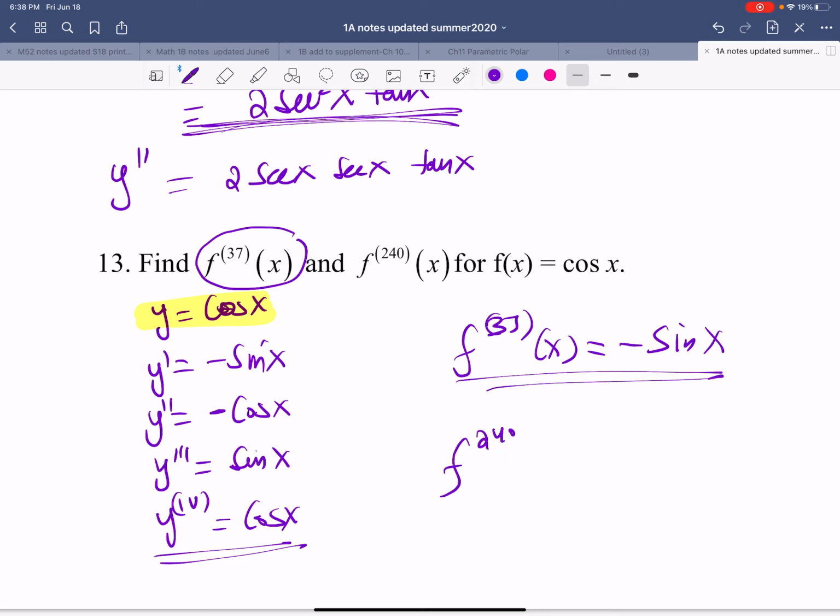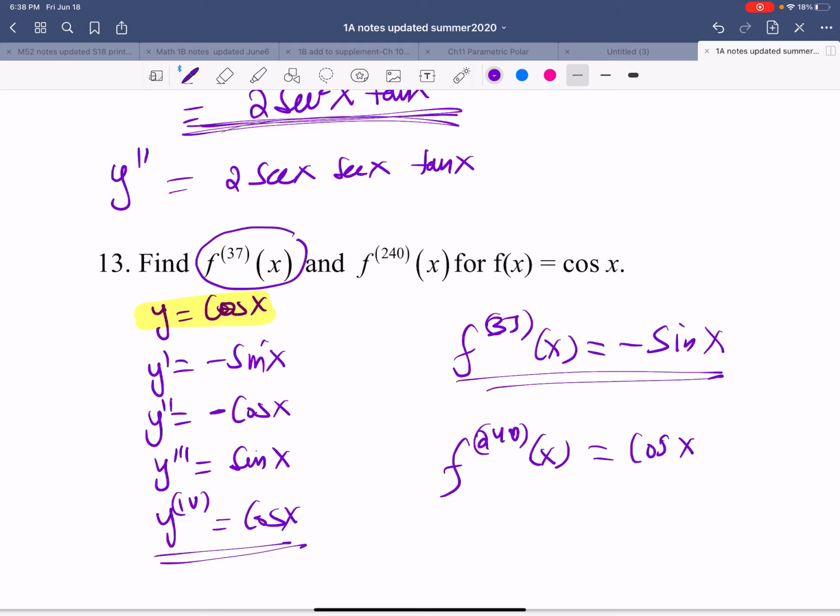Now think about 240th derivative. We don't really need to calculate all the 240 derivatives, because we do know 240 is a multiple of 4. And every multiple of 4, the cos x derivative turns out back to cosine x. So 240th derivative will be back cosine x.